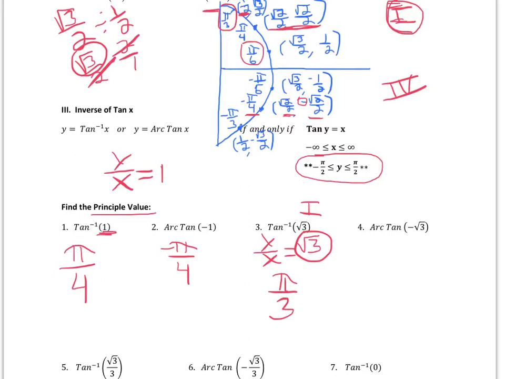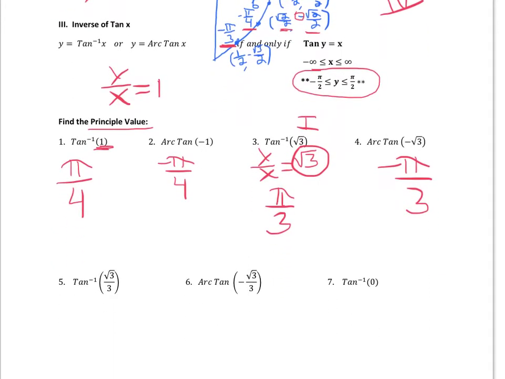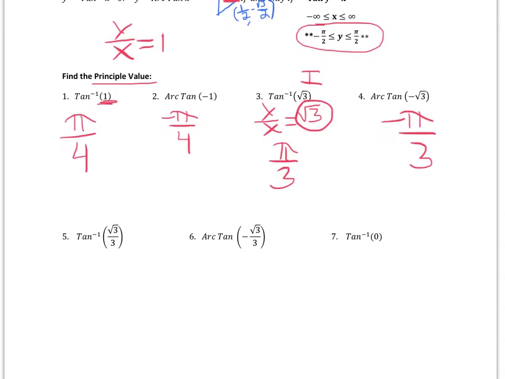Now, if it's negative root 3, it's going to be the same reference angle, pi over 3, but it's in the fourth quadrant, so it's going to be this right here. It's just going to be negative pi over 3. You can kind of see the pattern here. If the trig value is positive, you're going to have a positive angle. If the trig value is negative, you're going to get a negative angle measure. Okay, and let's just finish the last 3.